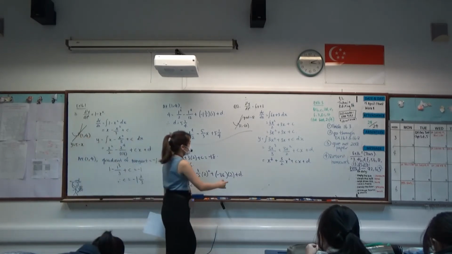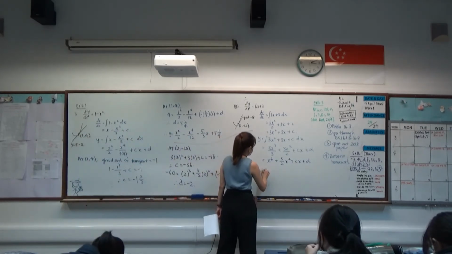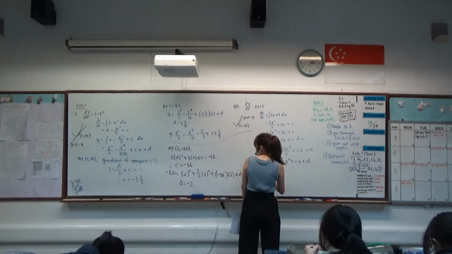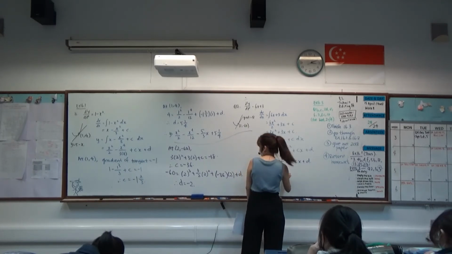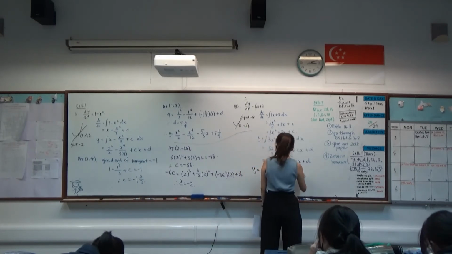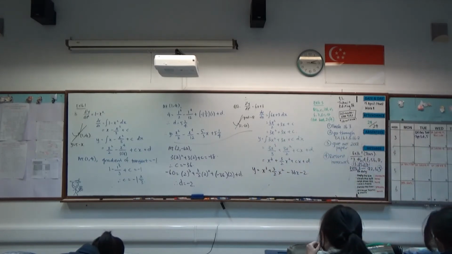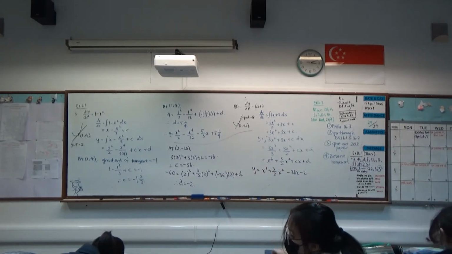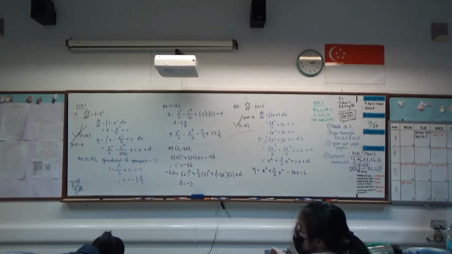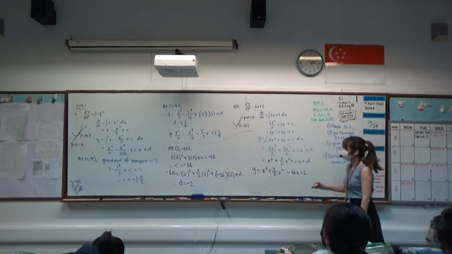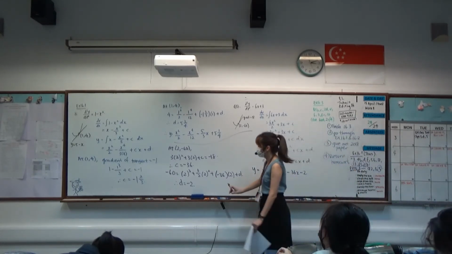Therefore, your equation of the curve will be x³ plus 3/2 x² minus 36x minus 2. Question asks us to find coordinates of the stationary point. So we need to eventually find y coordinate.